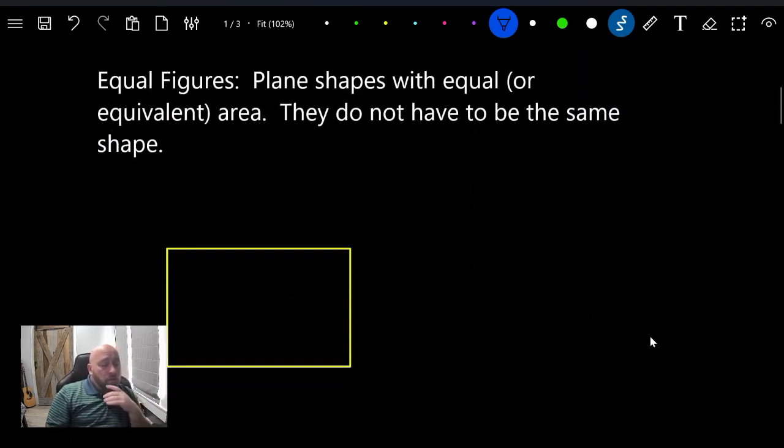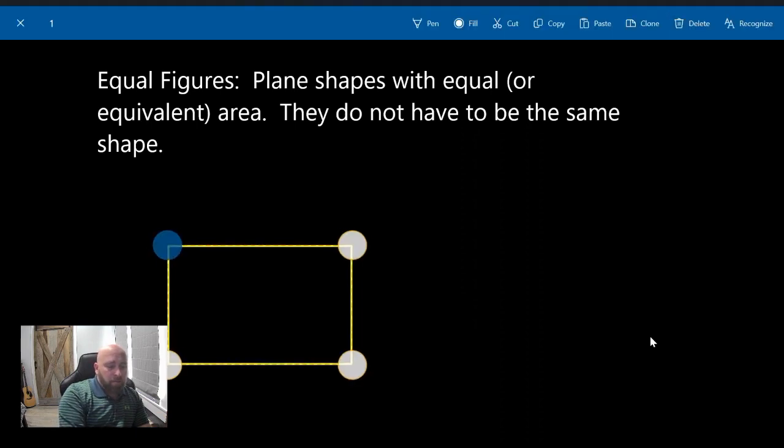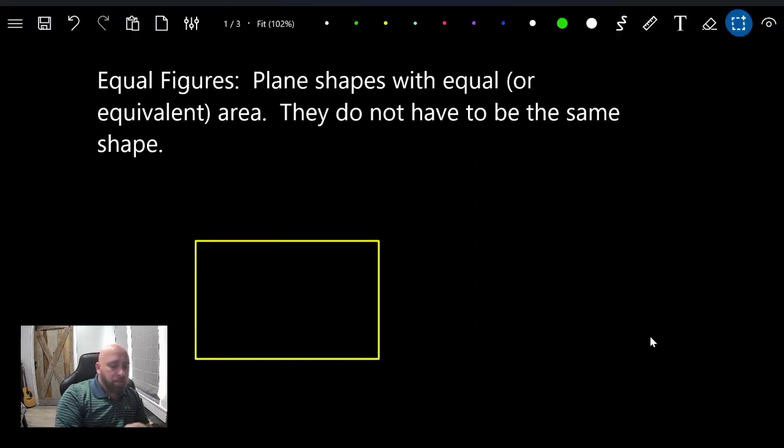All right, so equal figures. This is on page 234, about halfway down. Equal figures are plane shapes with equal or equivalent area. So in other words, they don't have to be the same shape. So I've got a rectangle here. Let me move it real quick so you can see it a little bit better. There we go. So there's the rectangle.